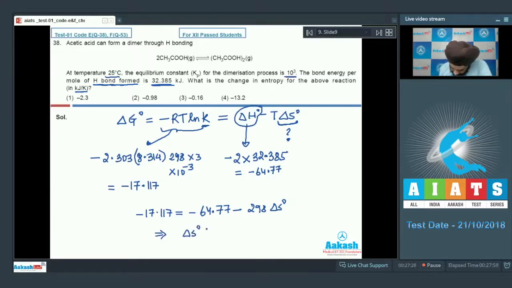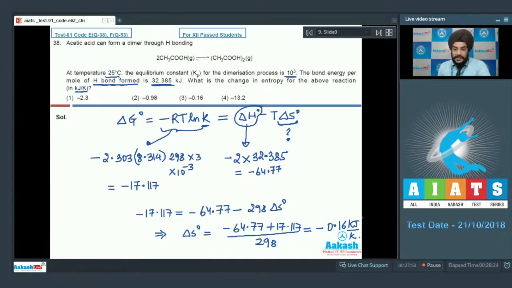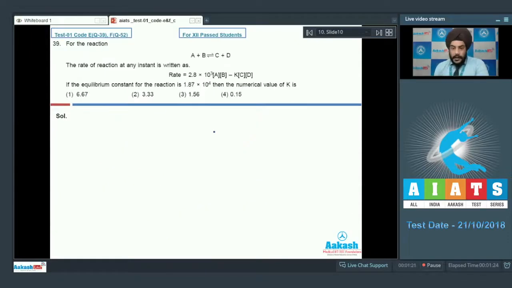So delta S naught is equal to minus 64.77 plus 17.117 upon 298, which gives us a value of minus 0.16 kilojoule per Kelvin. So students, the answer we are looking for in this question is option 3. Let us look at the next question.